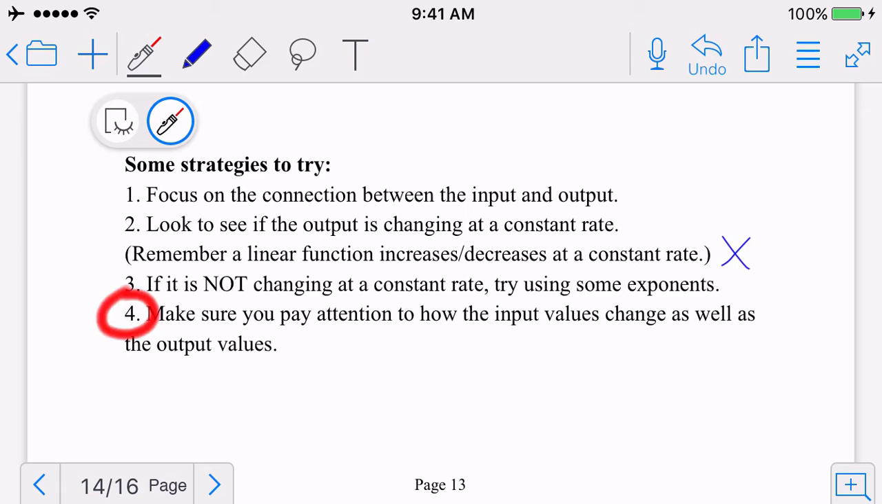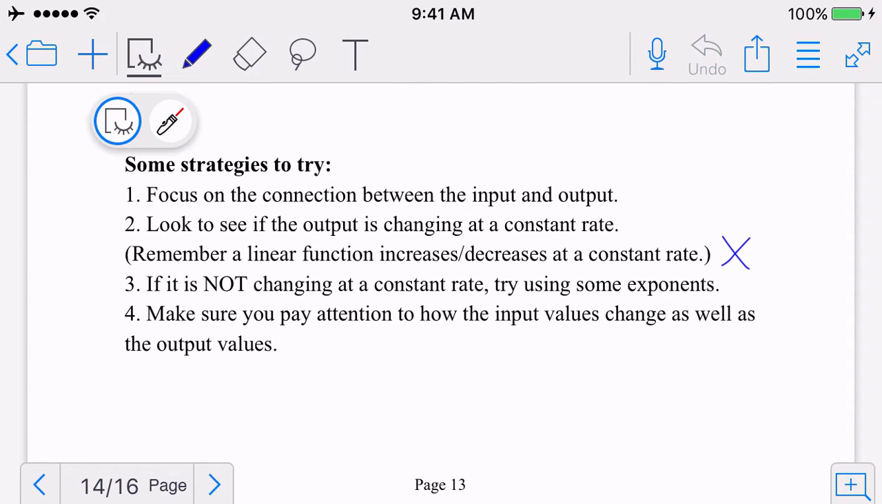Last but not least, we want to make sure we're paying attention to how the input values change as well as the output. A lot of times your output values are going to just increase by 1 every time, which is the easiest situation. But sometimes they are not going to increase by 1 every single time. You have to be careful and watch that as well.